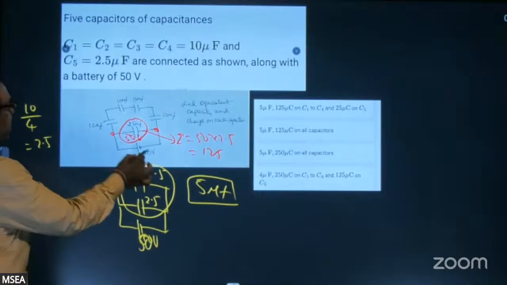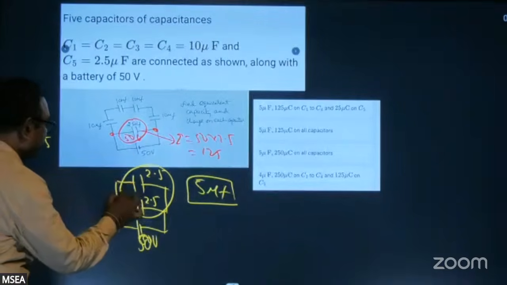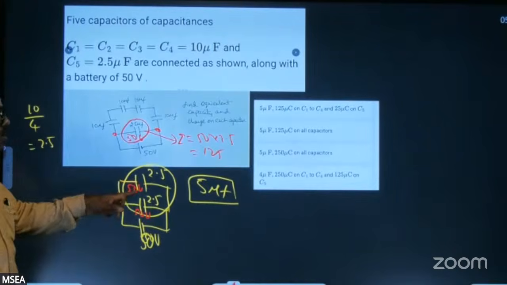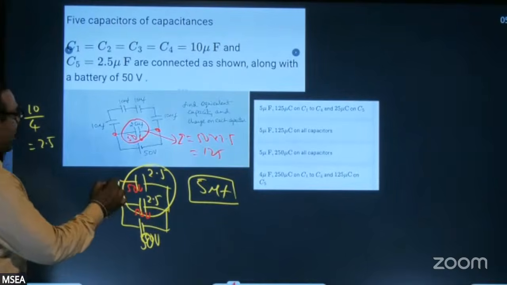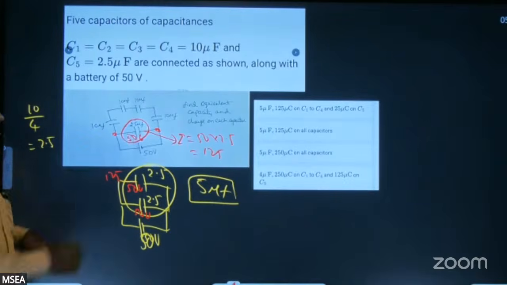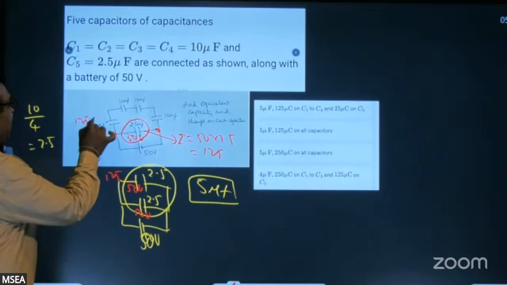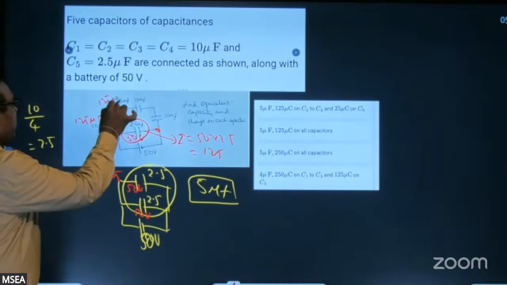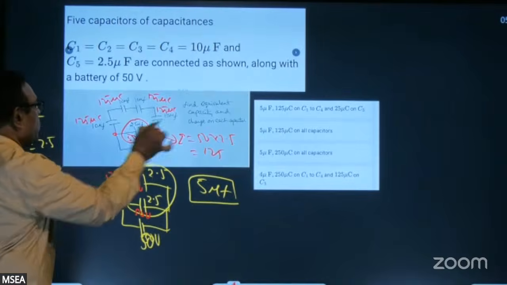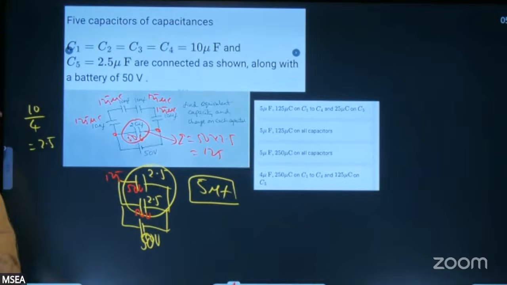Then what about the remaining potential? This one is also 50 volts. Even this is 50 volts. This one is also 50. 50 into 2.5 is again 125. But all are connected in series. That's why each capacitor will have 125 microcoulomb, even including this one, also 125.